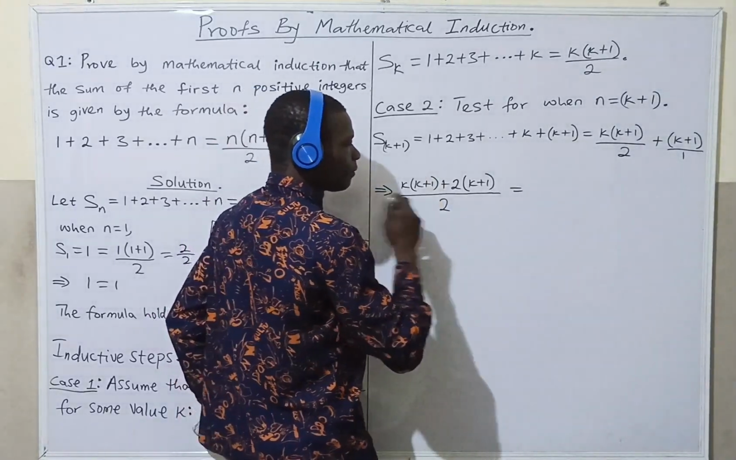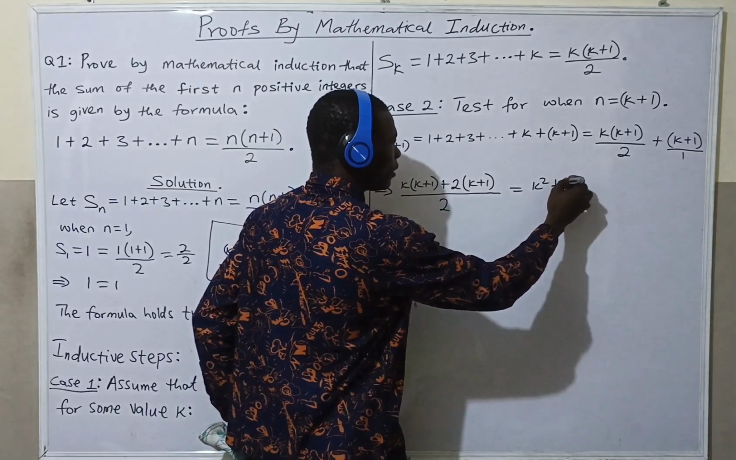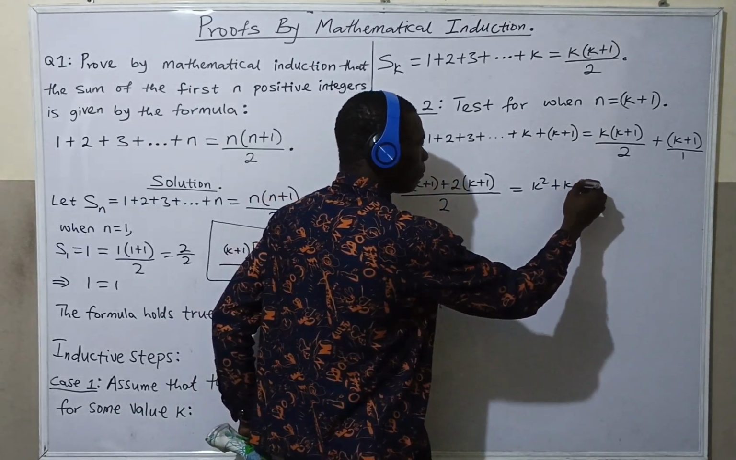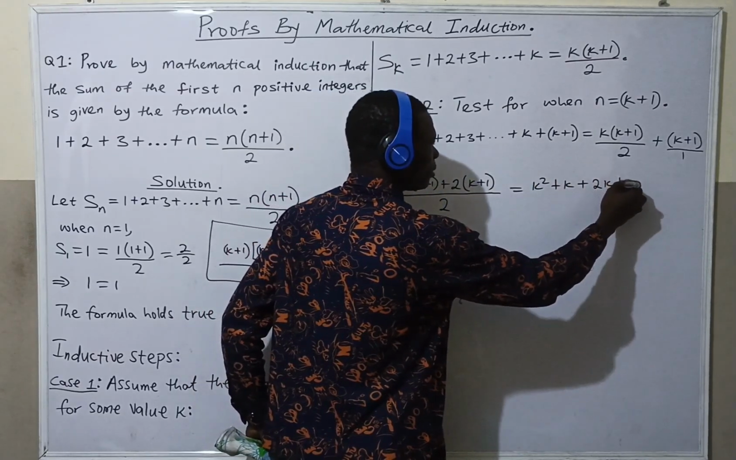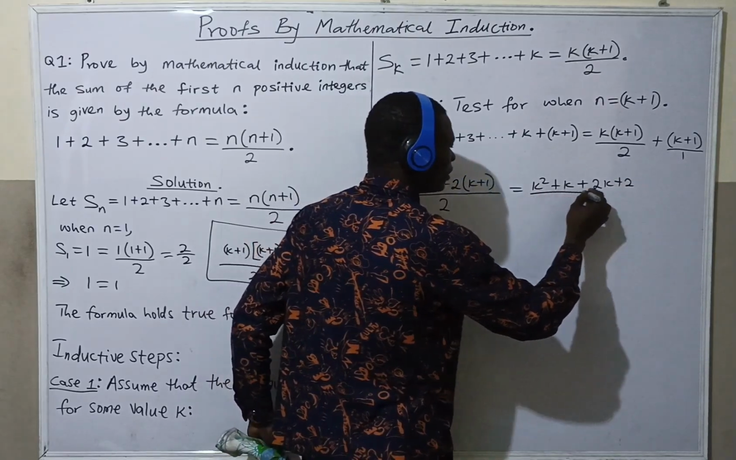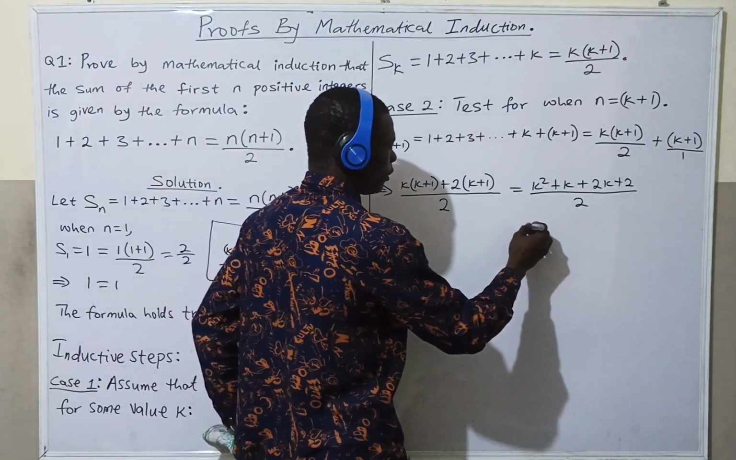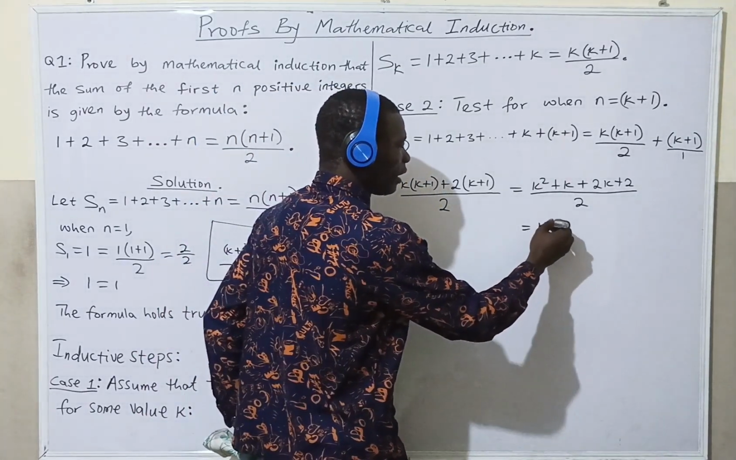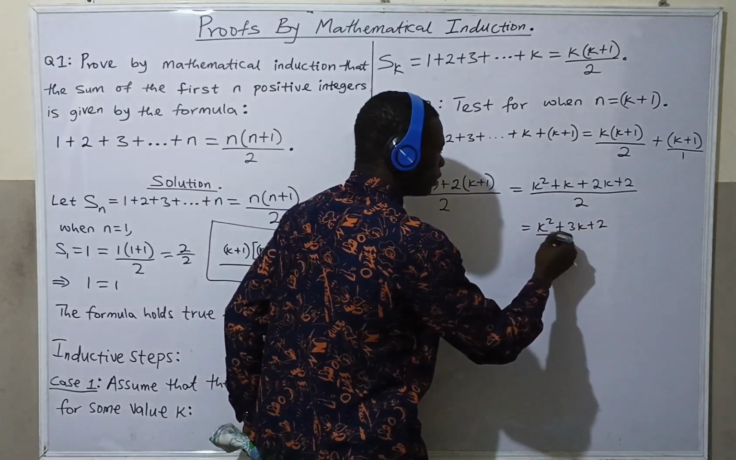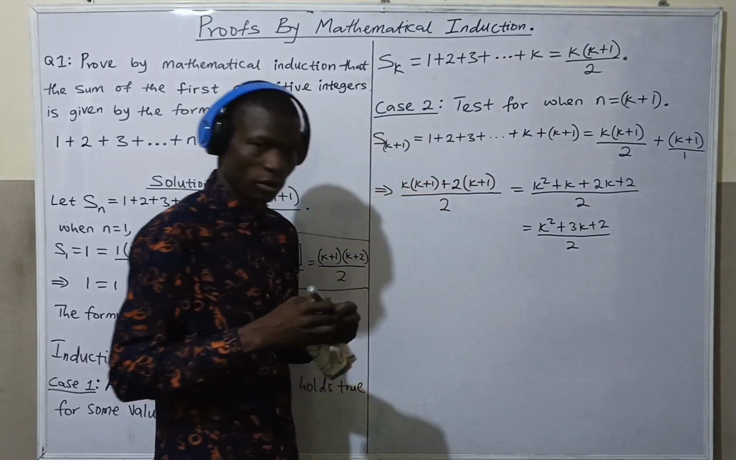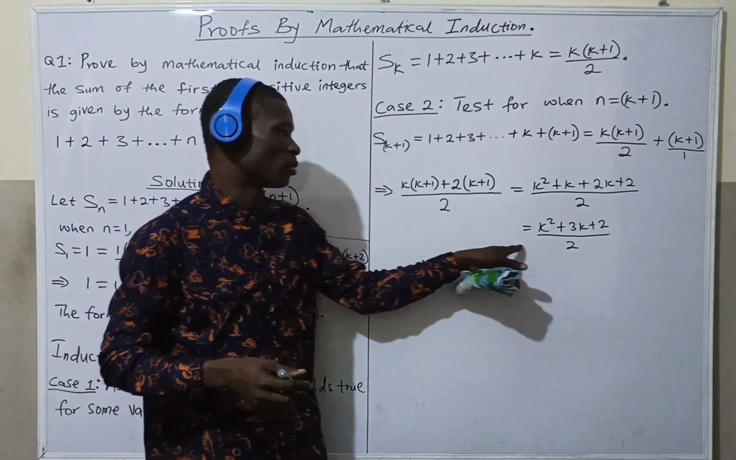So when I expand this, that's going to be what? K squared plus k, and then plus 2 times k, that's going to be 2k, plus 2 times 1, that's going to be what? That's going to be 2. So everything divided by what? Divided by 2. And of course, that's going to be equal to k squared plus 3k plus 2, also divided by 2. So if you are like me when I was in 100 level, this is what I would have done.